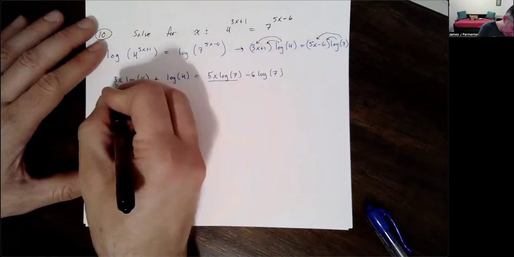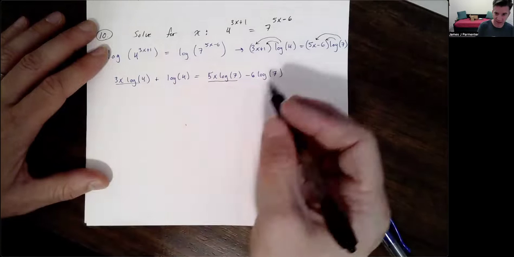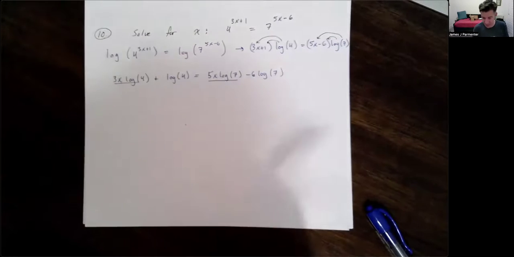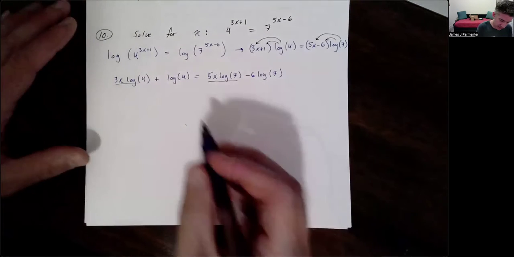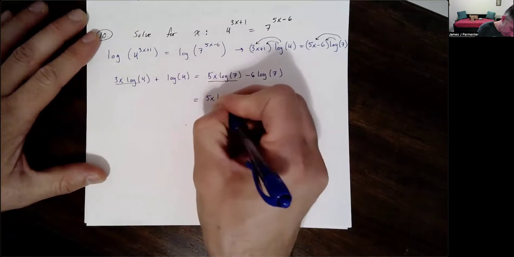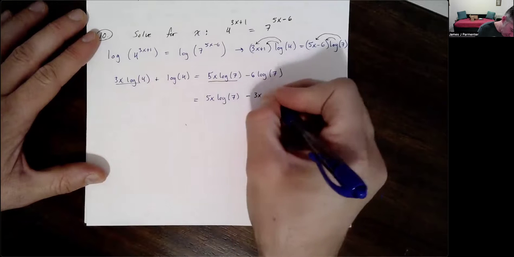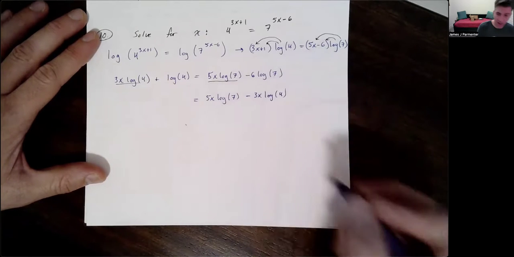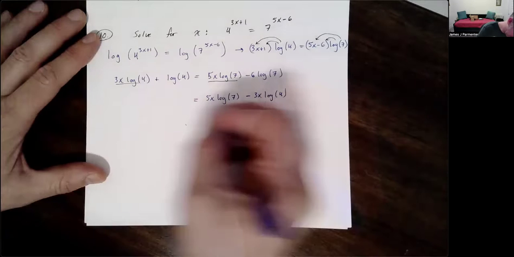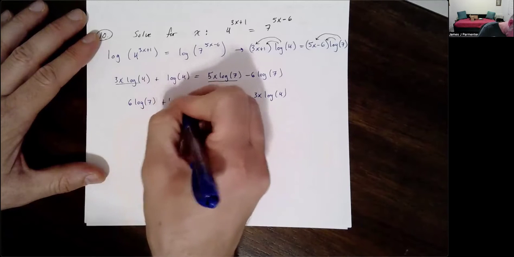So normally I would bring the x's to the left and the other things to the right, but I noticed that if I bring the other things to the right, I get a negative log of 4 minus 6 log of 7. I would rather not have both of them be negative. So I'm going to make the choice to bring my x terms to the right-hand side. So I'm going to get 5x log of 7 minus 3x log of 4. I bring my non-x terms to the left-hand side. So I'm going to get 6 log of 7, because I'm adding 6 log of 7 to both sides, plus log of 4.